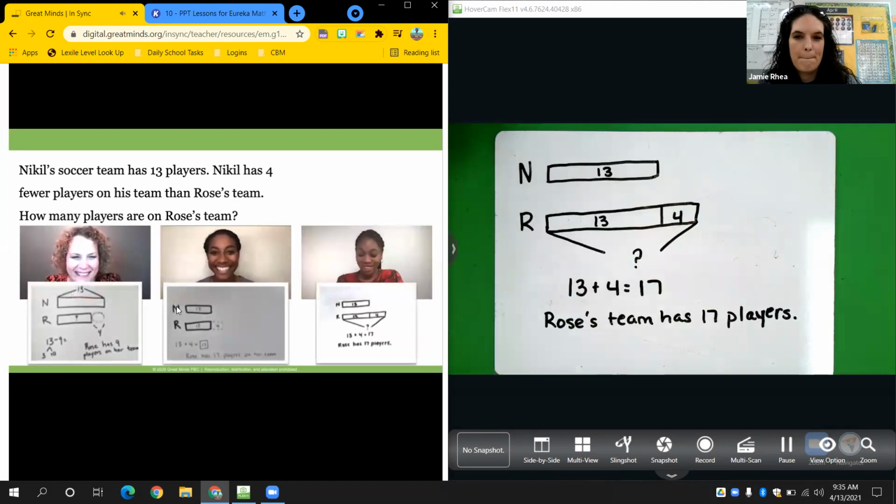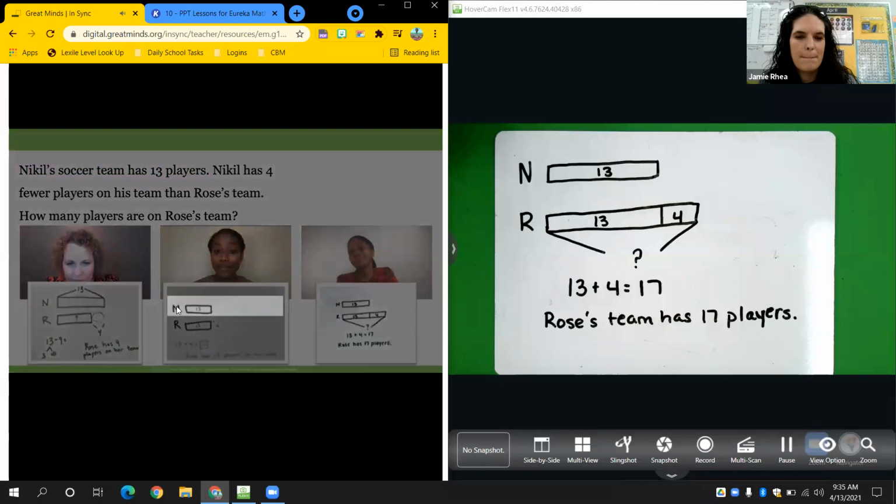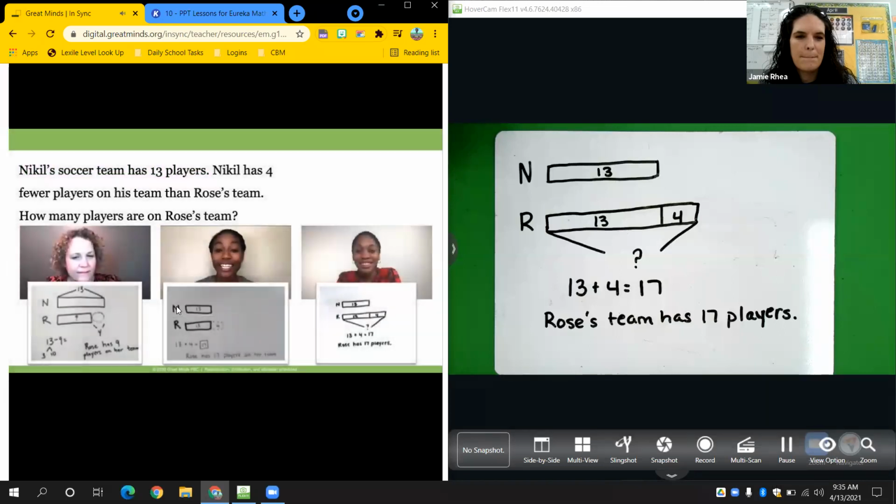Here's our work, mathematicians. Miss Caitlin, you and I solved the same way. Can you talk to us about what you're thinking behind the solution? Yes, Miss Duckett, we did follow the same. I started by drawing a double tape diagram. I knew Nikhil had 13 players on his soccer team, so I labeled his 13. And then I heard that Nikhil had 4 fewer players than Rose.